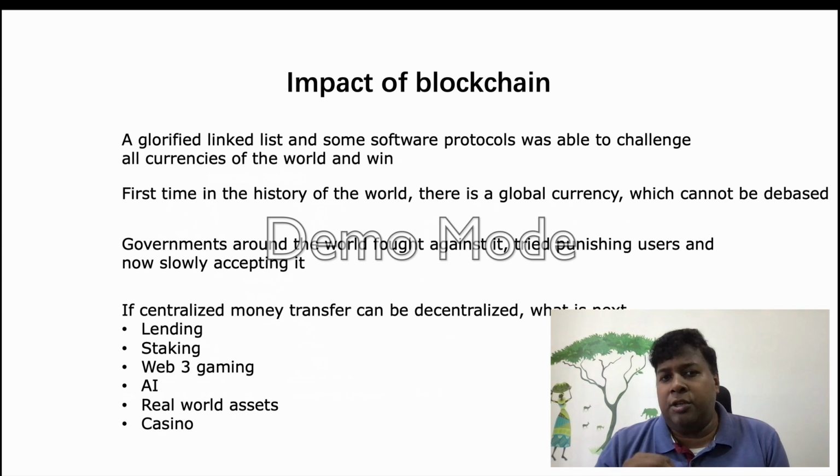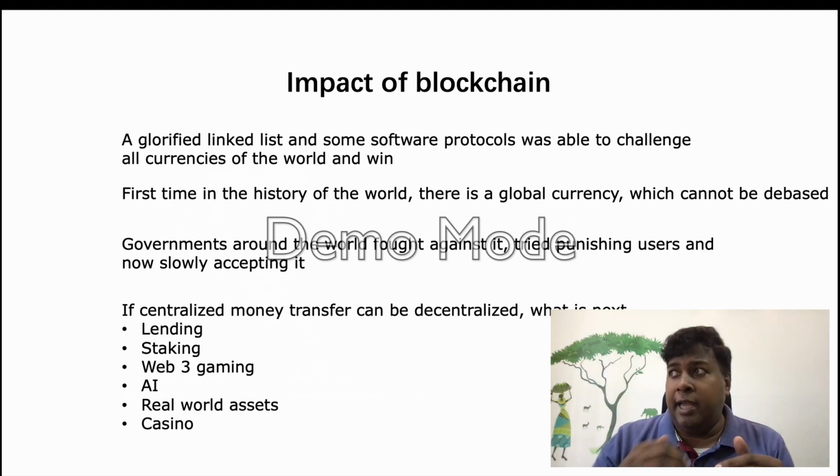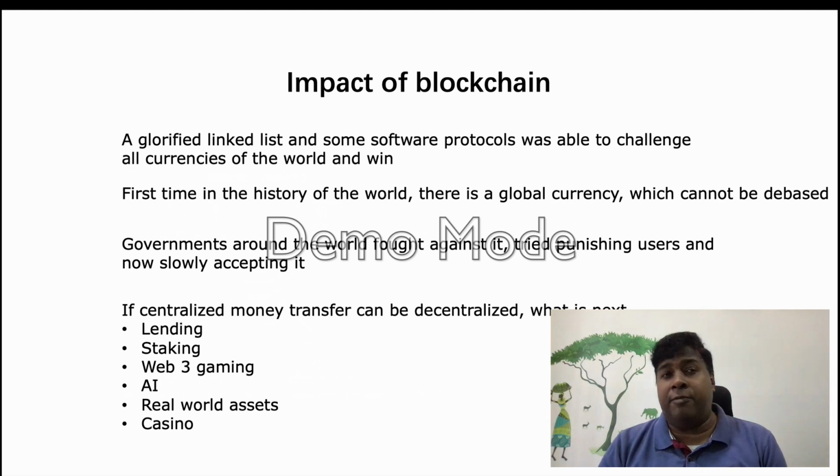For the first time in the history of the world, there is a global currency which cannot be debased, and that is amazing. Even gold, which was a global currency for like 4,000 years, can still be mined. More and more can be mined. They're saying on Mars there is a lot of gold. But Bitcoin is only 21 million, and governments around the world fought against it, tried punishing users, and now are slowly accepting it. We now have a Bitcoin ETF, that is, exchange traded funds.